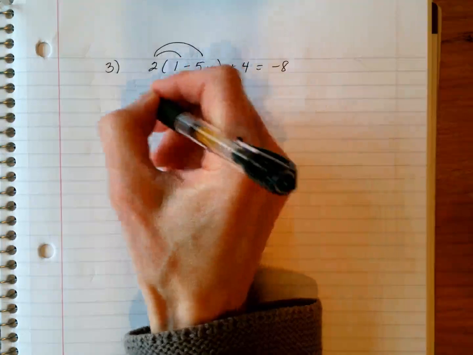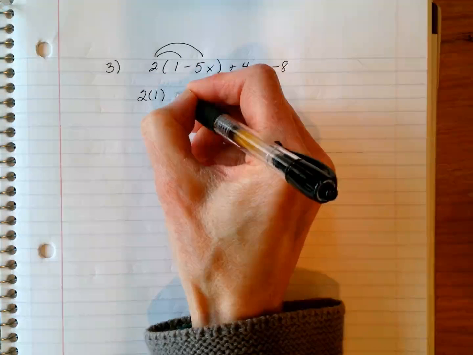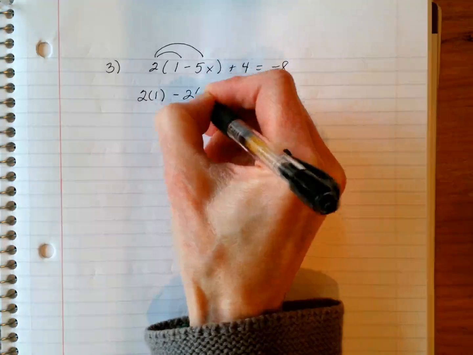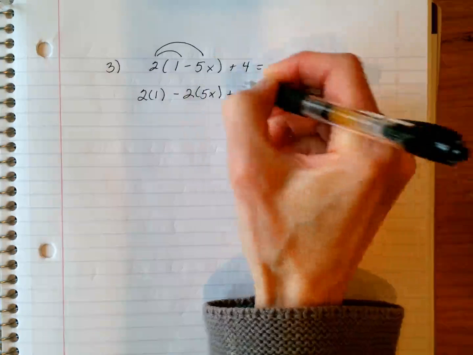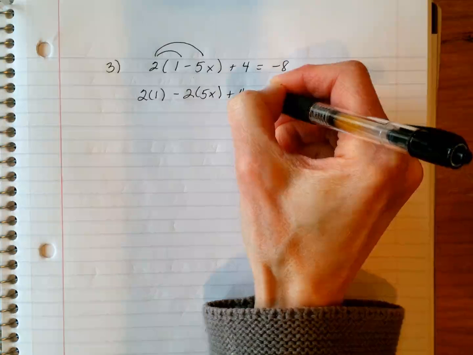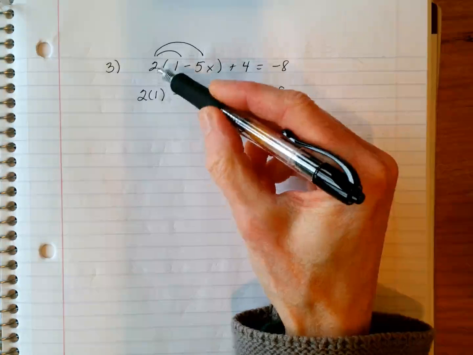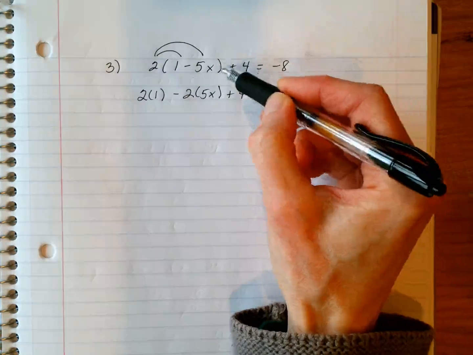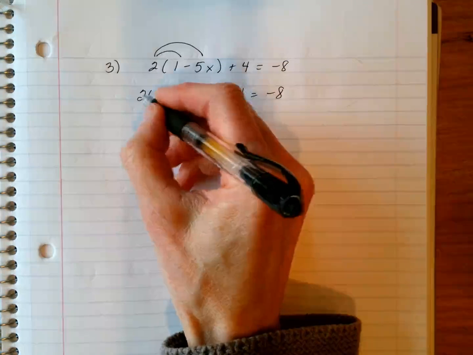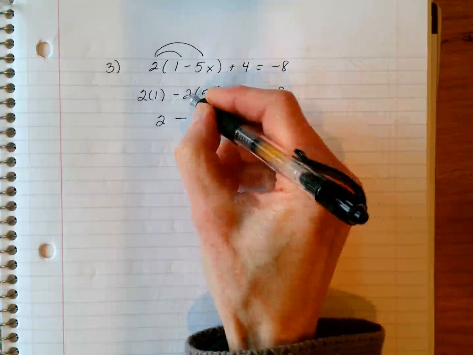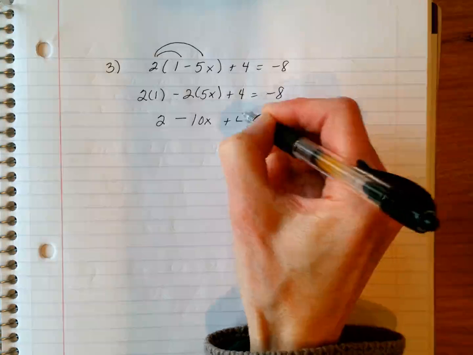When I compile this, I can see that it will end up being 2 times 1 minus 2 times this 5x. I basically undid the distribution there so we could see what it was before we had put it into that format. Plus 4 minus 8. Of course the 2 doesn't go any further than the 1 and the 5x because that's where the parentheses end. Now take your 2 times 1 and you get 2. 2 times 5x is going to give you 10x. Plug that 4 back in.